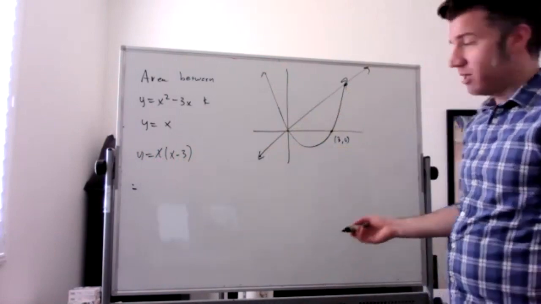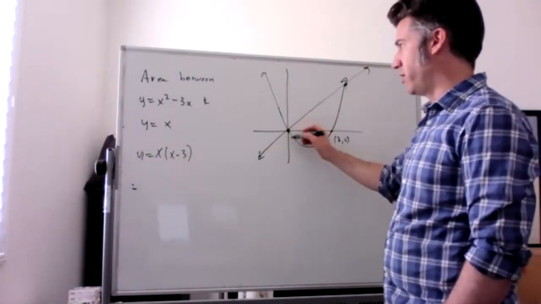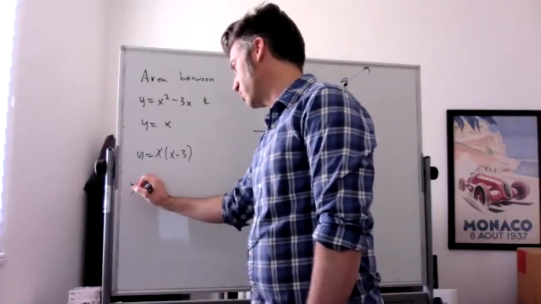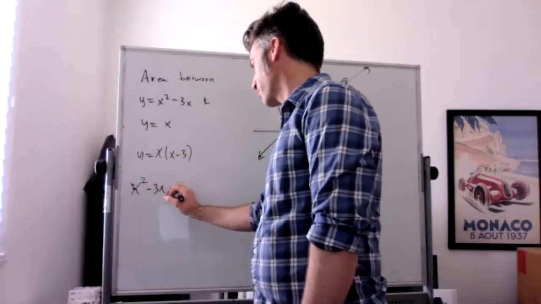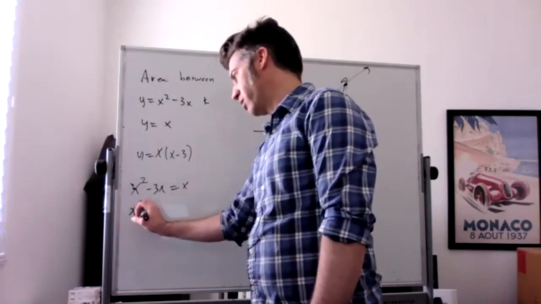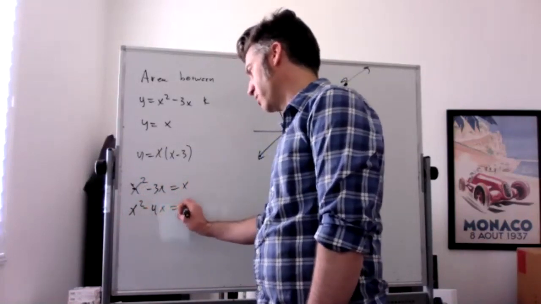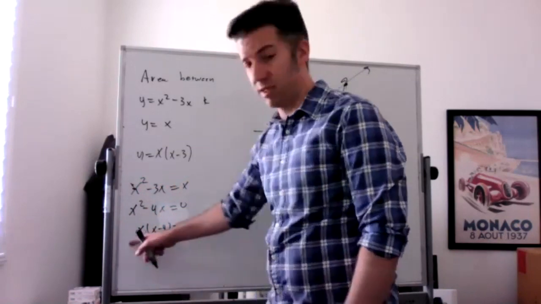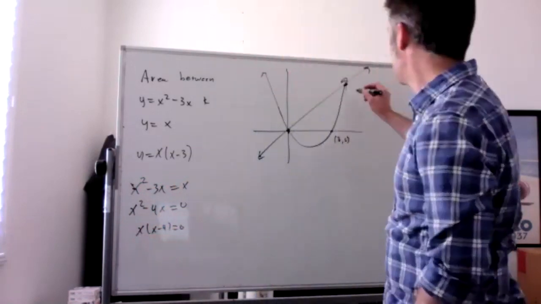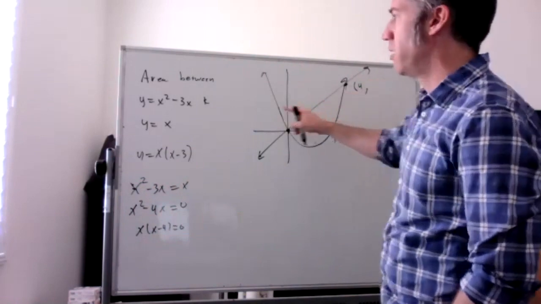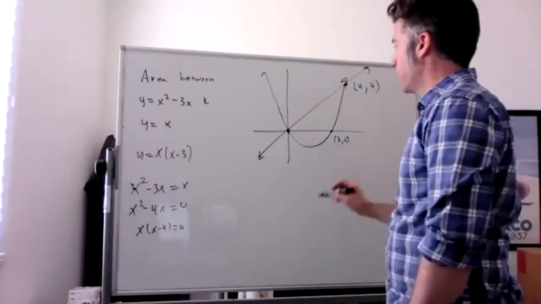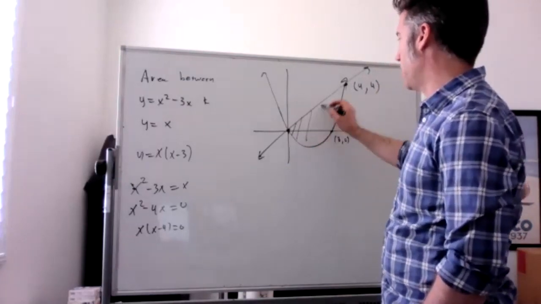So they have to intersect. They intersect here at 0, 0, and they also intersect over here. If I set them equal to each other, bring the x over here, x squared minus 4x equals 0, x times x minus 4 equals 0. So they intersect at 0 and at 4. This one here is 4, comma, if you plug in x equals 4, you get y equals 4. So I want to find all this area.